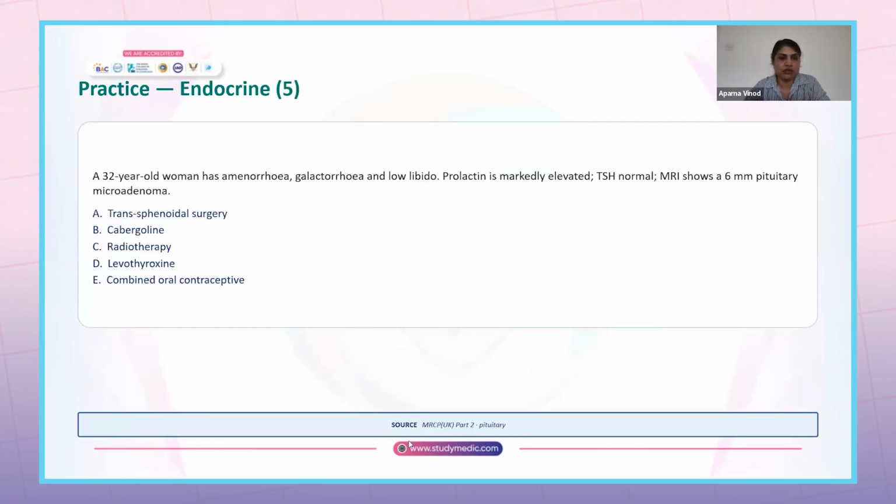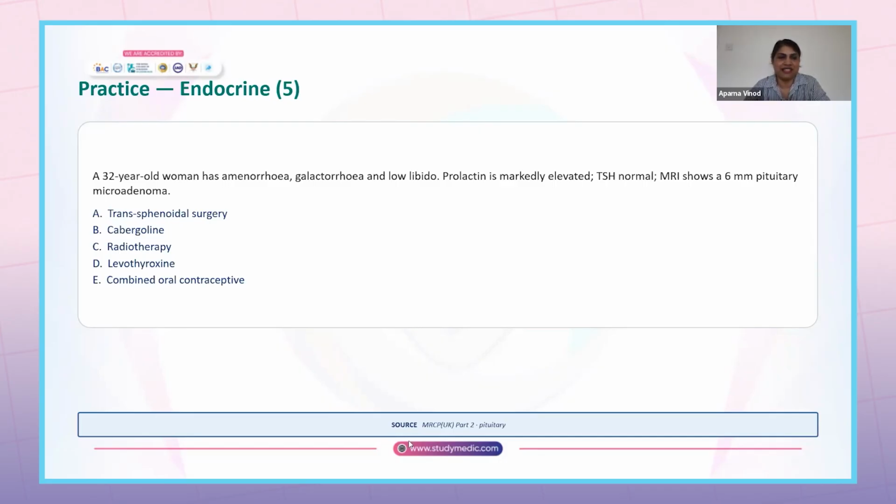Practice question. A 32-year-old woman, she has amenorrhea, galactorrhea, low libido. Prolactin is markedly elevated. TSH is normal. MRI shows a 6 mm pituitary microadenoma. What will you do? Will you go ahead with the transsphenoidal surgery? Will you go ahead with cabergoline? Would you go ahead with radiotherapy, levothyroxine, OCP? What would you do? So I would like to add something here. Sometimes they will give all this and there will be one option: check pregnancy.